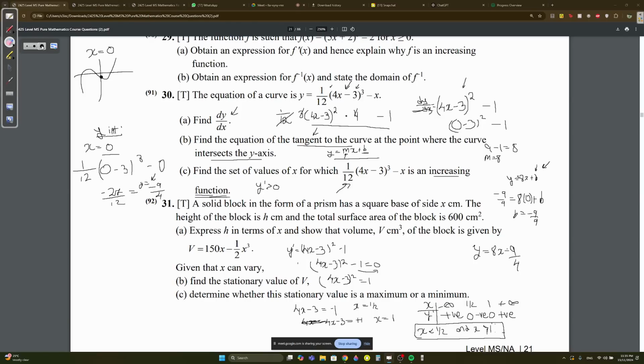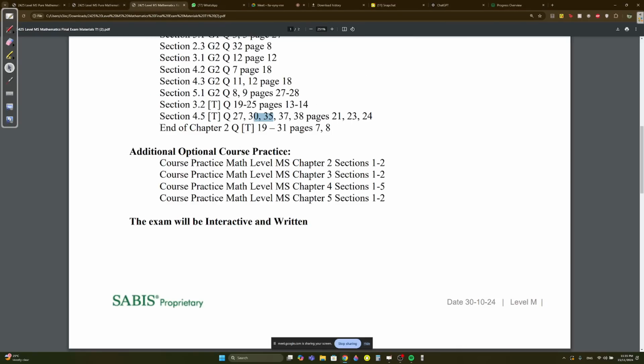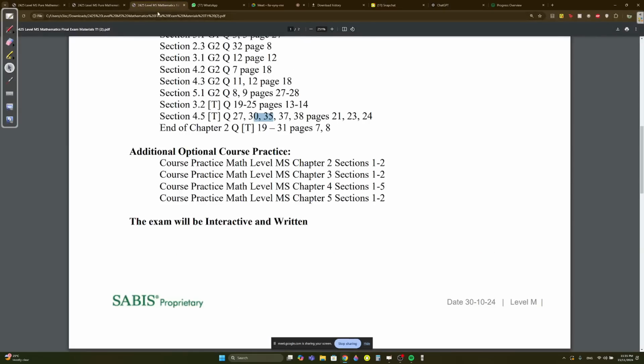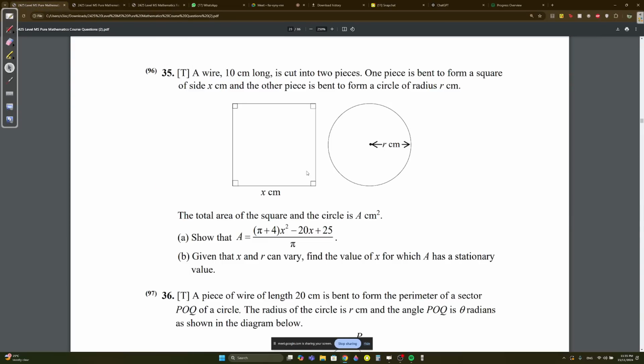Question, hold up. 35. Okay, we have only 2 questions? No, 3 questions. Okay, a wire 10 centimeter long is cut into 2 pieces. One piece is bent to form a square of side x. The other piece is bent to form a circle of radius r. The total area of the square and the circle is called A, and show that A is equal to this.